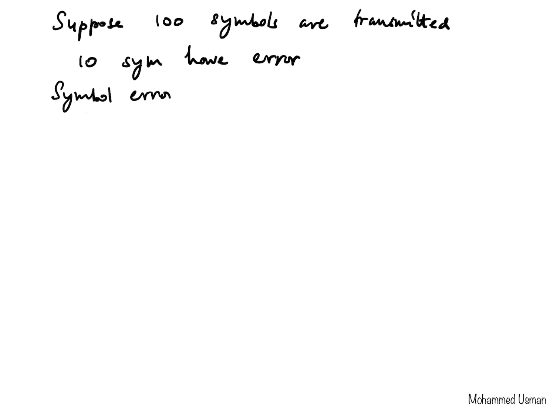Symbol error probability, which is PE, is going to be 10 out of 100 symbols. We are not even using the expression now for the error probability. We are just using the basic concept of probability. So out of 100, 10 are in error. So the probability of error is 10 by 100. So that's our symbol error probability.